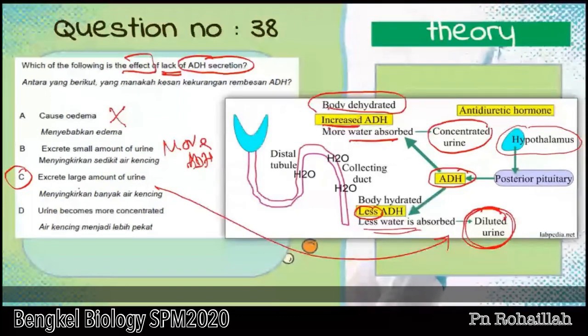Next. Ini pun kalau urine become concentrated, this one is higher releasing of ADH hormone. Boleh? Okay, next. Sikit lagi.